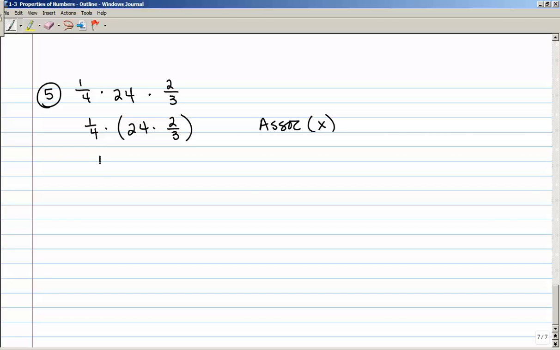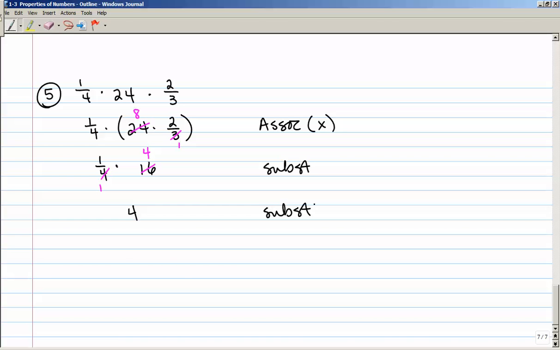Okay, so 1/4 times, now 24 times 2 over 3, I can do a little canceling here. That becomes a 1, that becomes an 8. So that's going to be 16, and that was substitution, because instead of saying 24 times 2/3, I said 16, and then 1/4 times 16, again, I can do some canceling. That's going to give me a 4, and that is substitution.